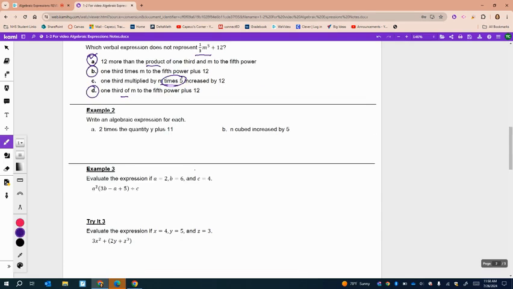Okay, in example 2, we're going to write an algebraic expression for each. So we have in letter A 2 times the quantity. So we know we're going to have parentheses. We have to group them. Y plus 11. Okay, and letter B, we have n cubed. So n, remember, cubed is to the third power, increased by 5.